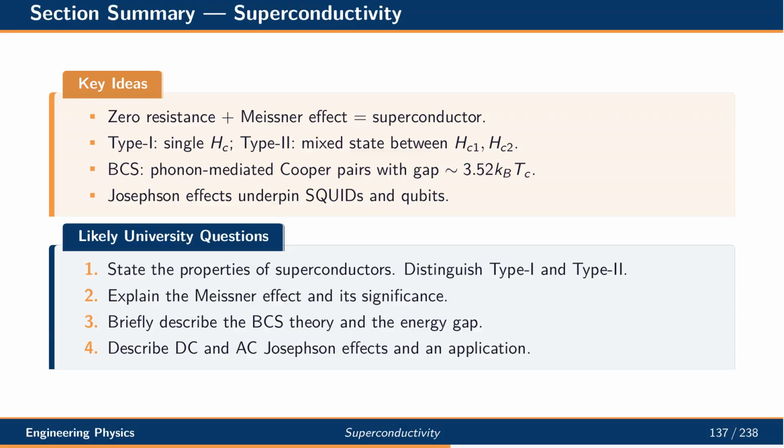Let us summarize this section. Zero resistance combined with the Meissner effect defines a superconductor. Type 1 materials have a single critical field, while Type 2 materials show a mixed state between two critical fields. BCS theory explains superconductivity through phonon-mediated Cooper pairs with a universal gap relation. Josephson effects underpin SQUIDs and qubits.